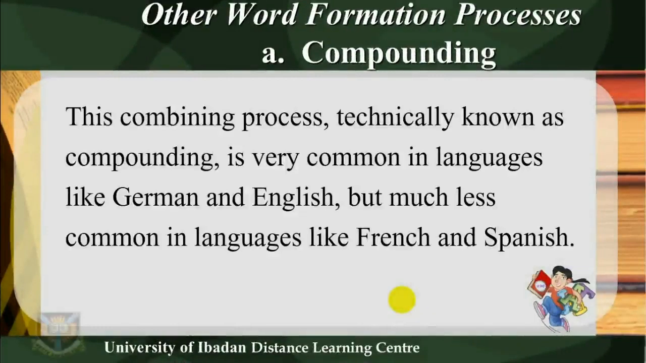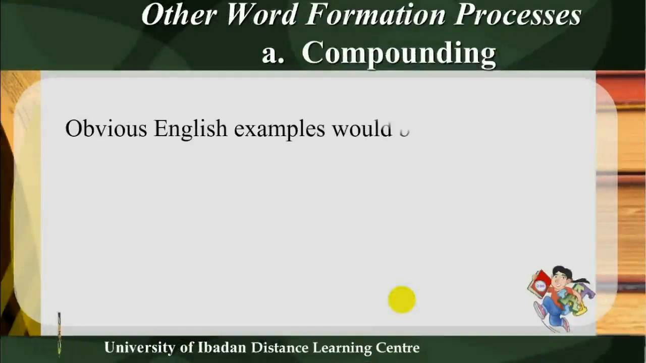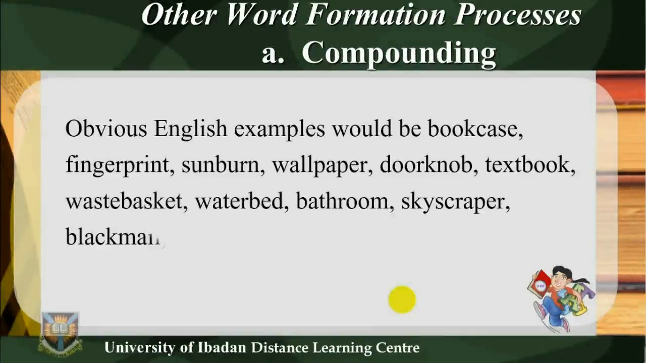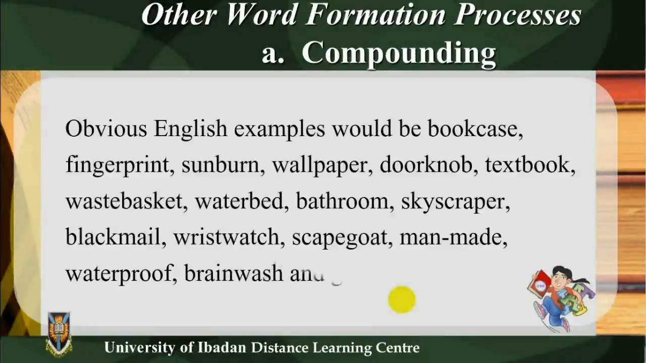This combining process, technically known as compounding, is very common in languages like German and English, but much less common in languages like French and Spanish. Obvious English examples would be bookcase, fingerprint, sunburn, wallpaper, doorknob, textbook, wastebasket, waterbird, bathroom, skyscraper, blackmail, wristwatch, scapegoat, man-made, waterproof, brainwash, and gearbox.